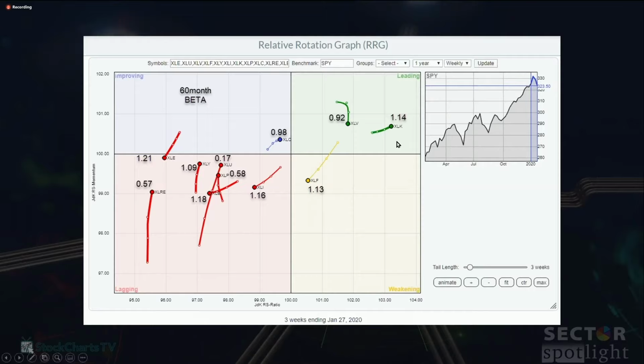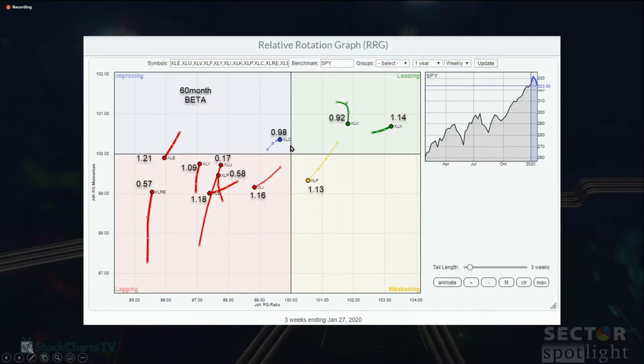Technology seems to be the outlier because it's still doing pretty strong. Now we've got healthcare, which is less volatile than the market, but still rolling over. And now we've got financials moving away, industrials moving away. But we've got utilities at 0.17 with a long tail moving higher. We've got real estate with 0.57 moving higher. And we've got energy at 1.21 moving lower.